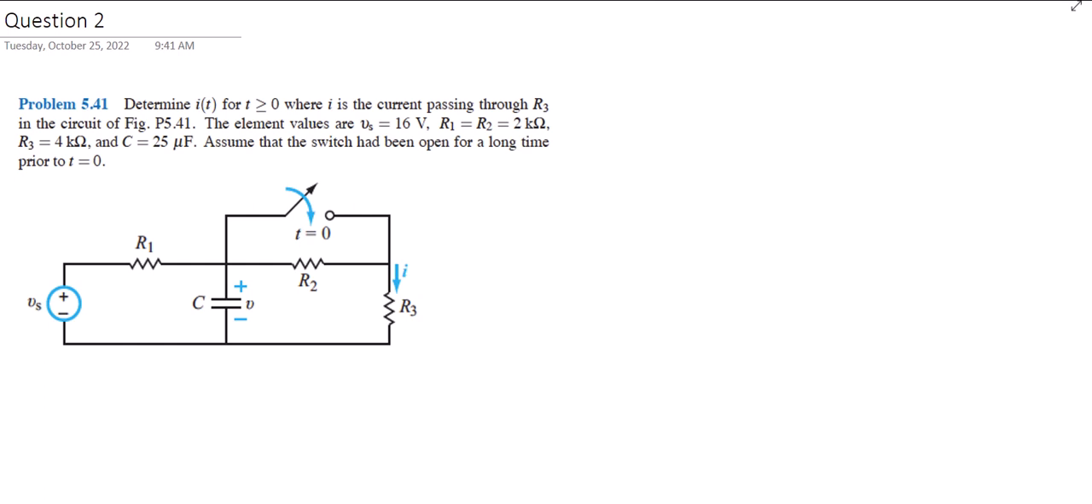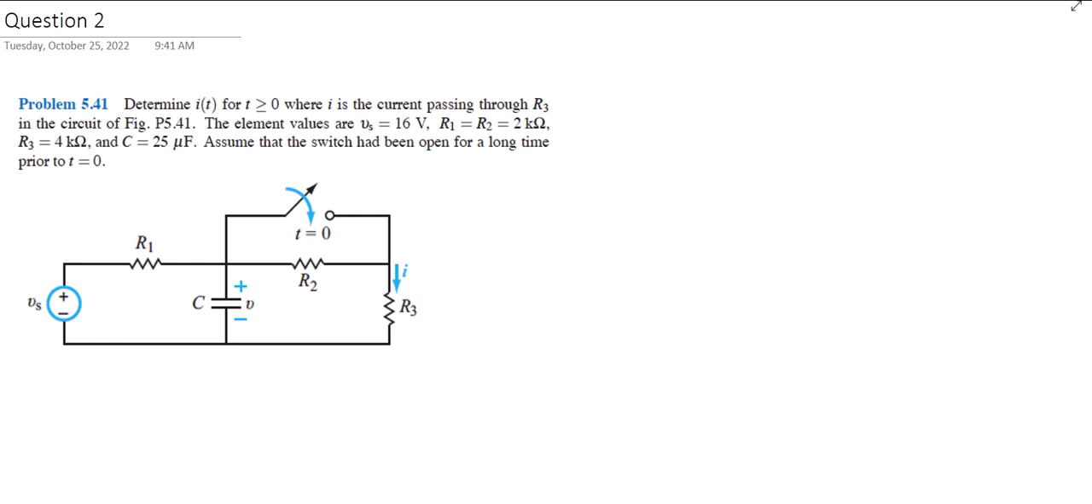This time we're determining I of t for t greater than 0 for this particular RC circuit, which means that we'll find v of t first and then take the derivative to find I of t. We'll assume the switch had been open for a long time prior to t equals 0.